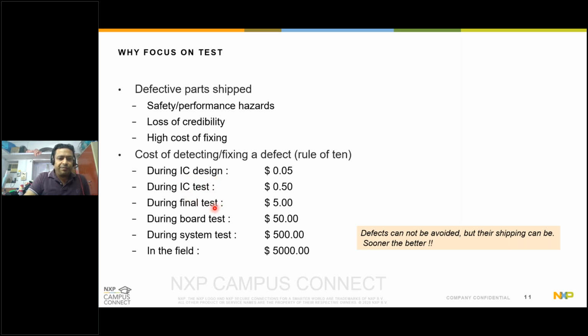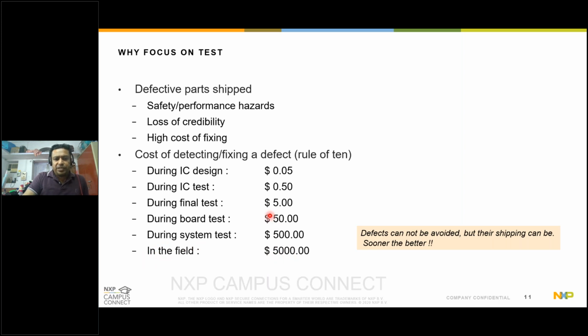Similarly, if you proceed further in the development cycle of the product, and you detect a defect after you have already developed your board, it will cost you more. And if your faulty product goes into a system and you find the fault at that point, the cost will continue increasing. And in the field, when you have the final product at the customer end, if a defect is detected at that point, that will cost you the most.